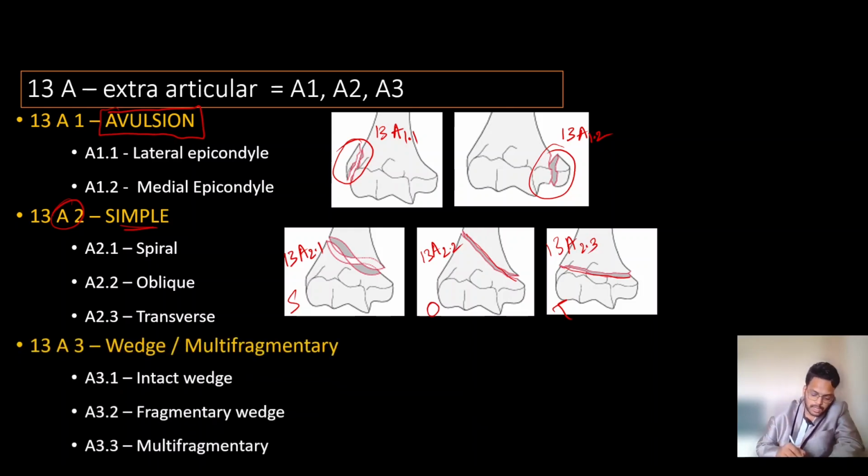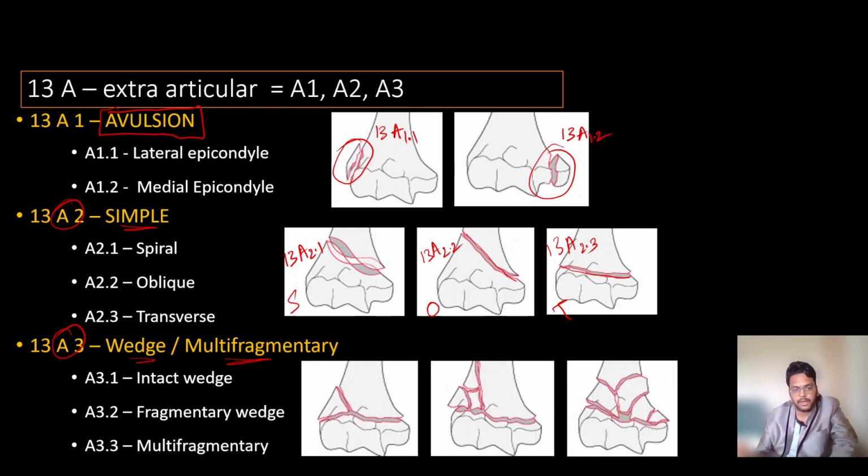Coming to 13A3. The A3 is a wedge or multifragmentary fracture. If the wedge is intact, it is 3.1. If the wedge is fragmentary, it is 3.2, and if the wedge is multifragmentary, it is 3.3. So 13A3.1 is where the wedge is intact. Here the wedge is fragmented, so it is 13A3.2. Here the wedge is multifragmentary, so it is 3.3. Okay.